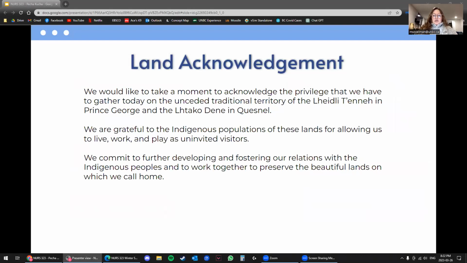We're first going to do a land acknowledgement. So we would like to take a moment to acknowledge the privilege that we have to gather today on the unceded traditional territory of the Latine, and Prince George, and the Lataco, Dene, and Quinault. We are grateful to the Indigenous populations of these lands for allowing us to live, work, and play as an uninvited visitor. We commit to further developing and fostering our relationships with the Indigenous peoples and to work together to preserve the beautiful lands in which we all call home.